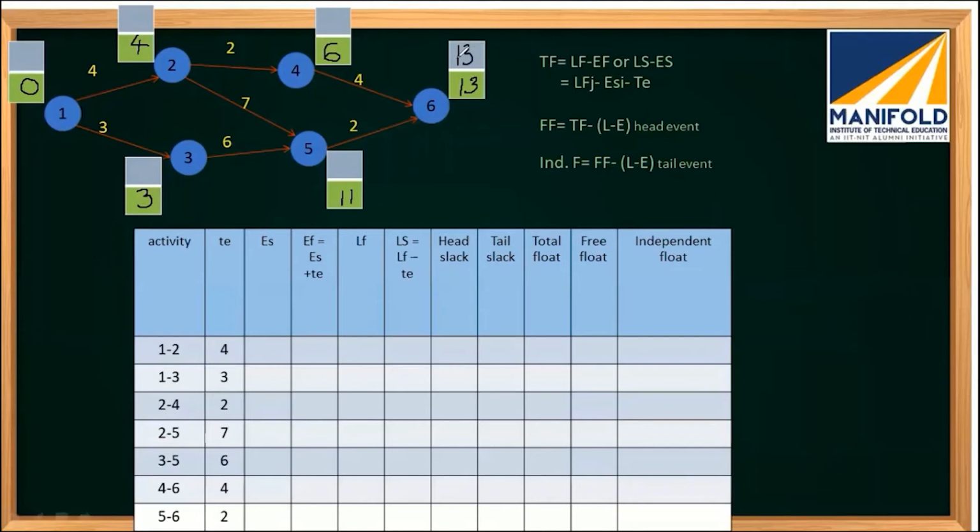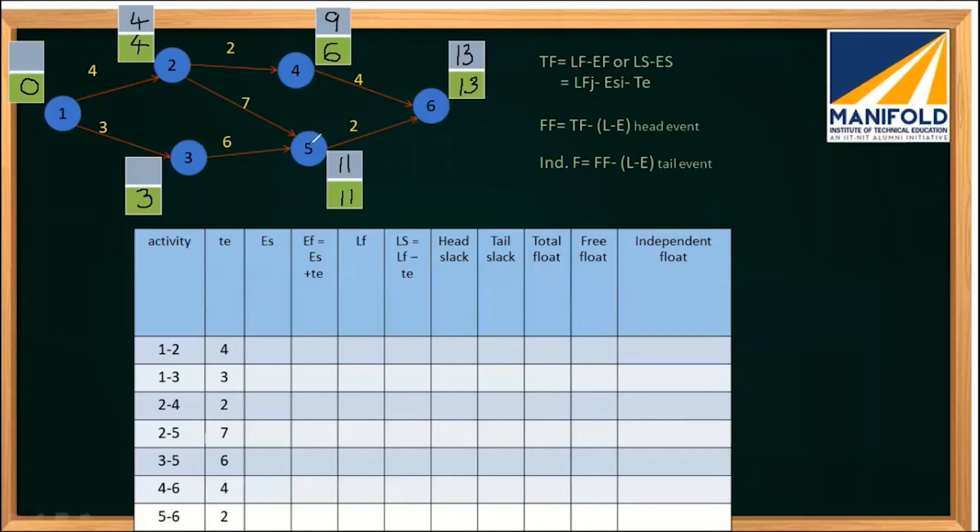Now I'll do the backward passing. Backward passing means this is the latest finishing time for event 6. For event 4, it will be 13 minus 4, which gives 9. Here 13 minus 2 gives 11. For this 2, it will be 9 minus 2, which is 7, or 11 minus 7, which is 4. In the backward passing, we take the least one, the minimum one. So it will be 11 minus 7, which is 4.